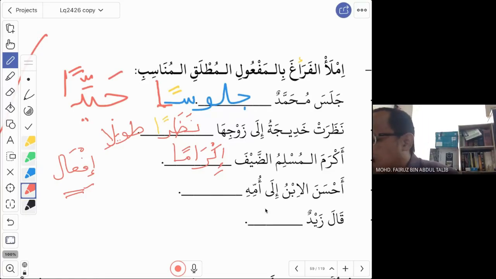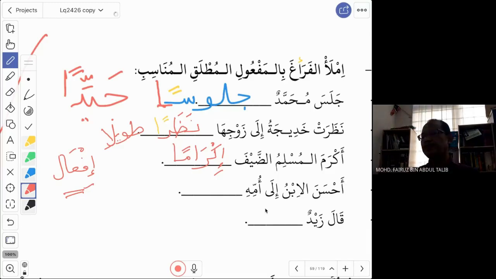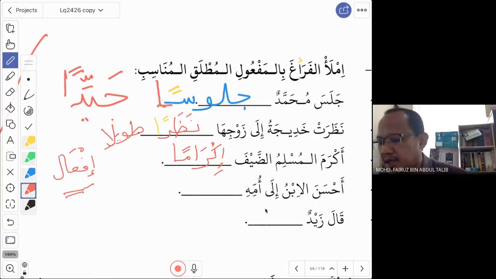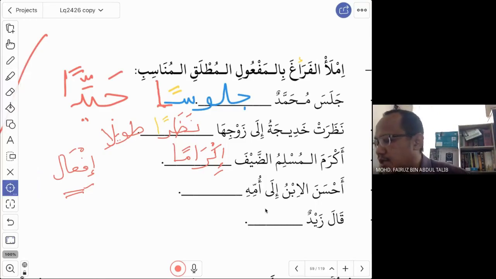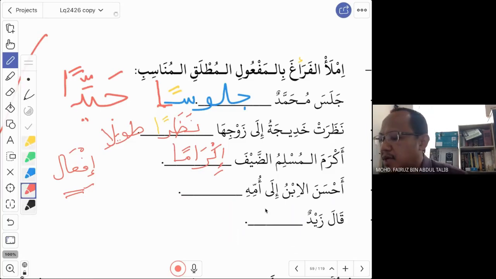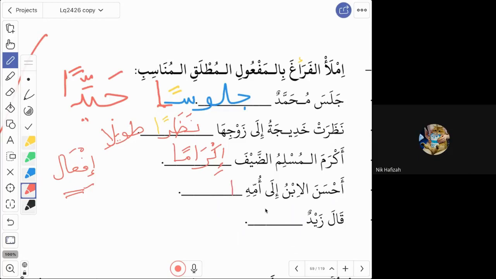Number 4. Ahsana al-ibnu ila ummihi. The son has done good things. Ahsana, to do good things. So the son has done good things to his mother. Ahsana al-ibnu ila ummihi. So this is similar to akrama. Ahsana, af'ala, akrama. So you should get this immediately. Akrama, ikraman, ahsana, ihsanan.